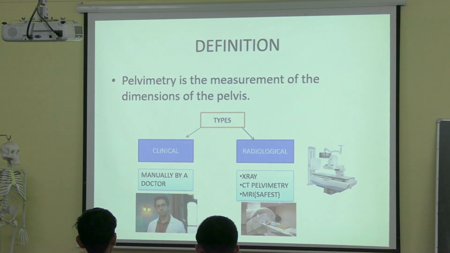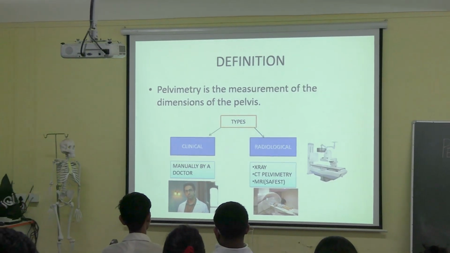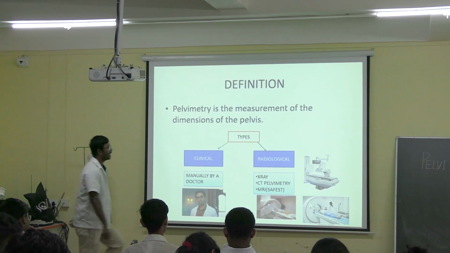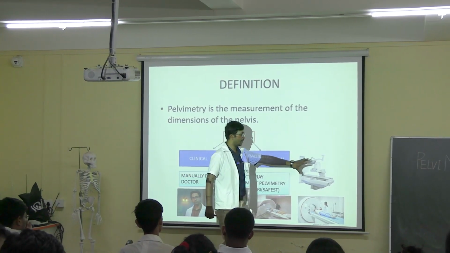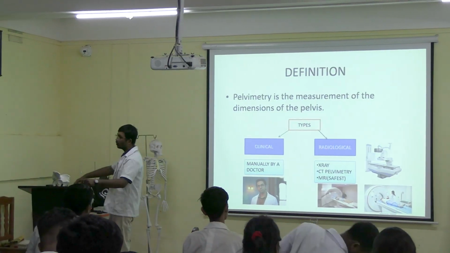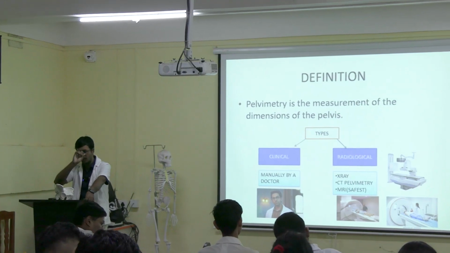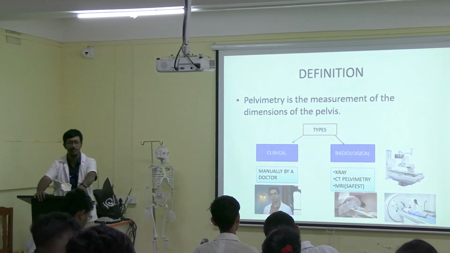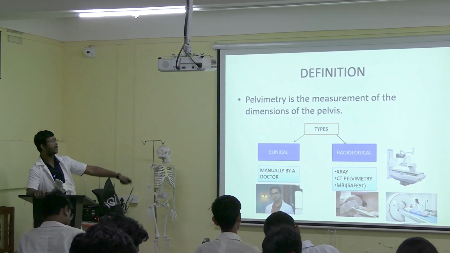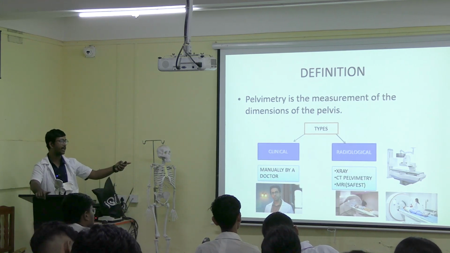So what are radiological modalities? Your X-ray, CT pelvimetry and MRI. Now this is an X-ray machine. You will see this in your various hospitals. In any hospital setup, you will see this machine, which is your X-ray machine. Then comes your CT machine. On the lower left side is your CT machine, which is almost similar to your MRI machine, which is on the lower right side.